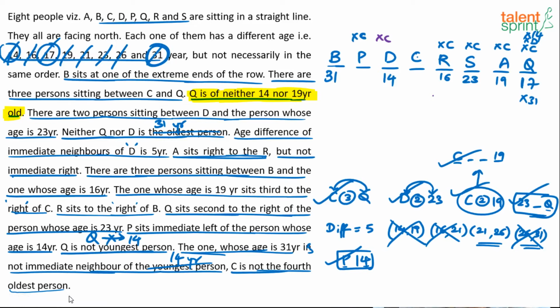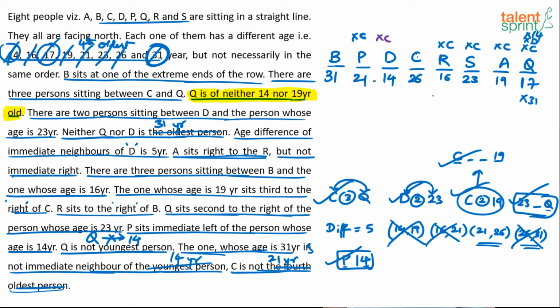See, what is the fourth oldest age here? Oldest is 31. Second oldest is 26. Third oldest is 23. Fourth oldest is 21. You understand? You have to come from the oldest side. So oldest, second oldest, third oldest, fourth oldest. Which means C is not 21. If C is not 21, then C has to be 26.